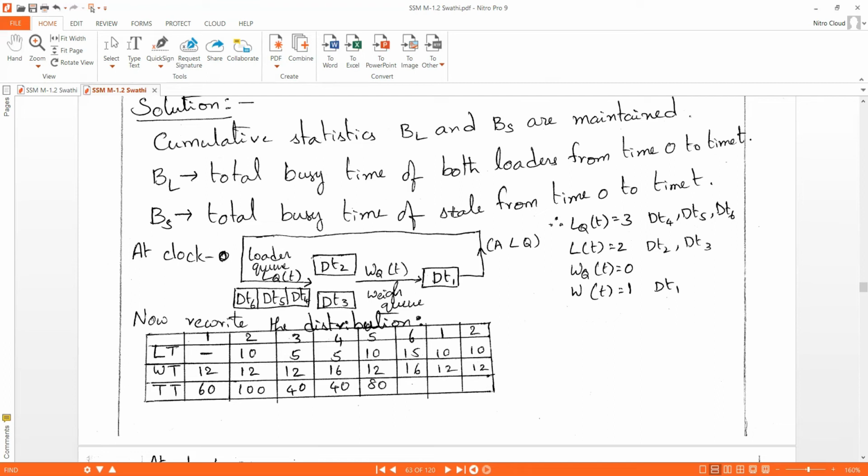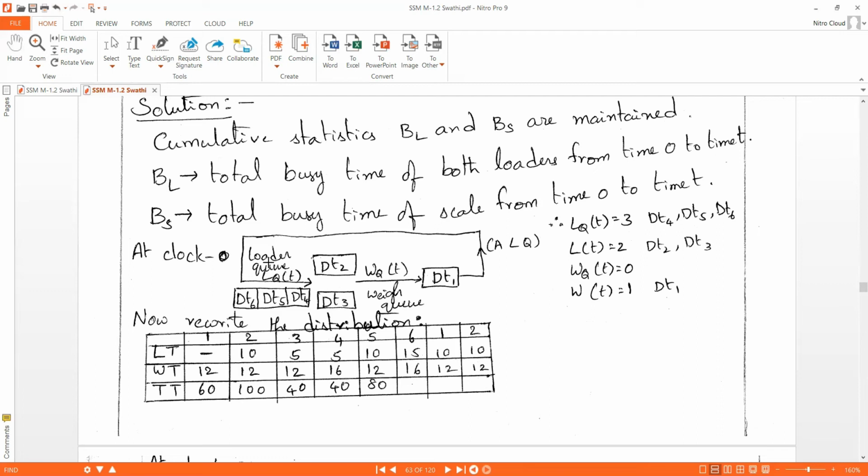BS is the total busy time of the scale from time 0 to time t. Here we have only one scale. Okay, the total busy time of the scale at that simulation clock time we calculate using BS. And here we have represented the dump truck problem in this way.